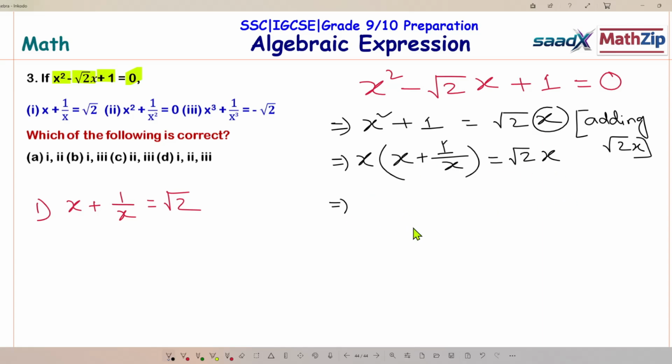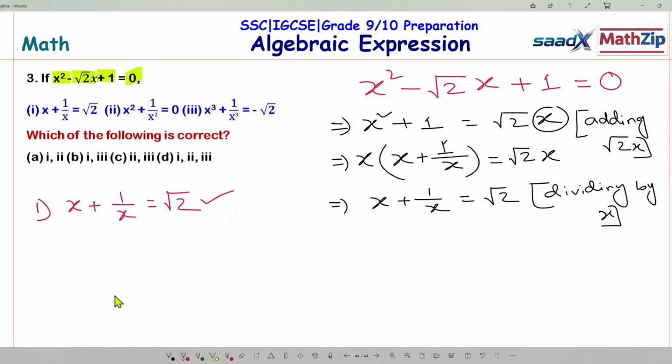Now we will divide both sides by x. Now x plus 1 by x equals root 2. So here x plus 1 by x equals root 2, it's correct. So the first one, x plus 1 by x equals root 2, is correct. So what about this one, x square plus 1 by x square equals 0.